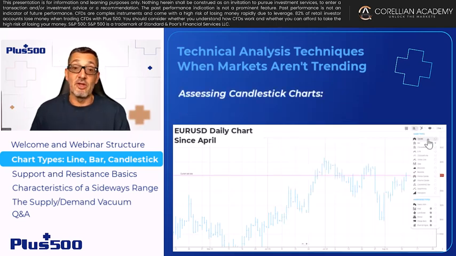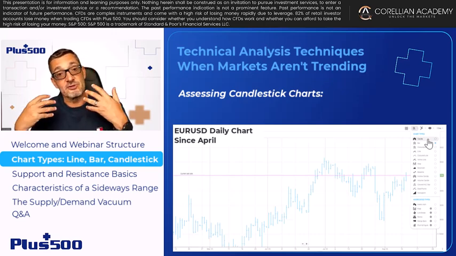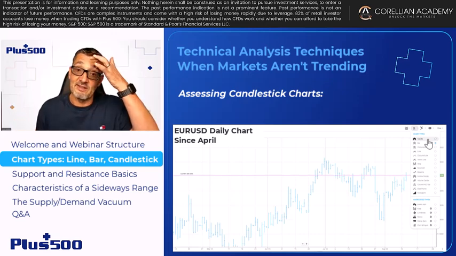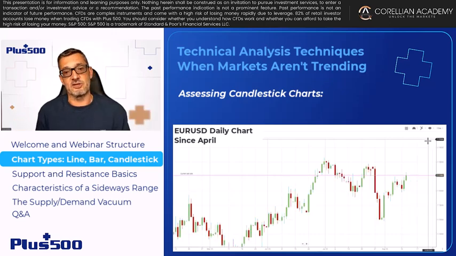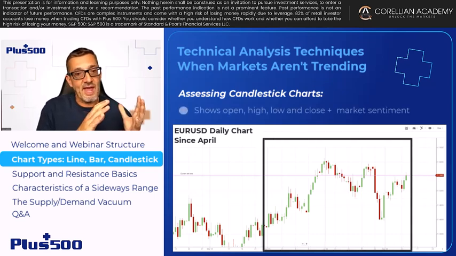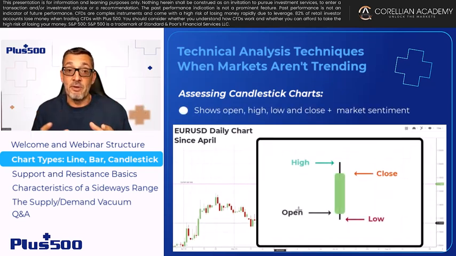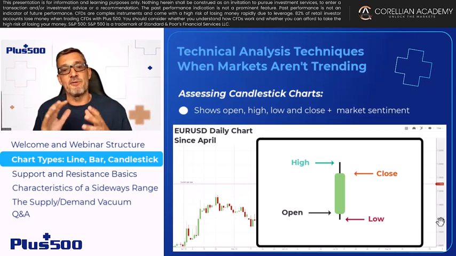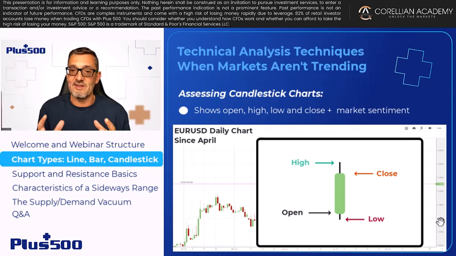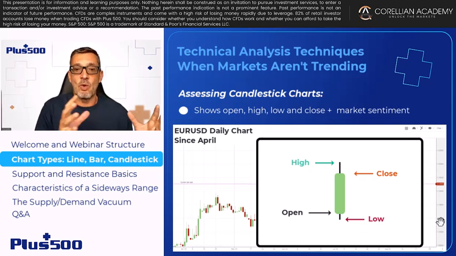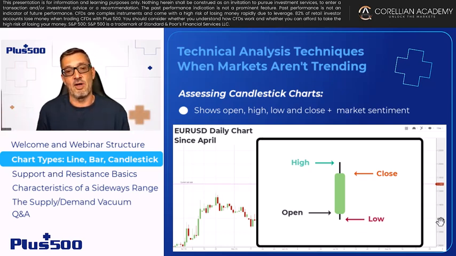However, there is a third type of chart which I believe can offer an even stronger insight into price activity, and that's a candlestick chart. While the candlestick chart uses the same information as a bar chart, the open, the high, the low, and the close, it presents it in a way that offers a greater insight into market sentiment, as well as highlighting where turning points have developed in price.